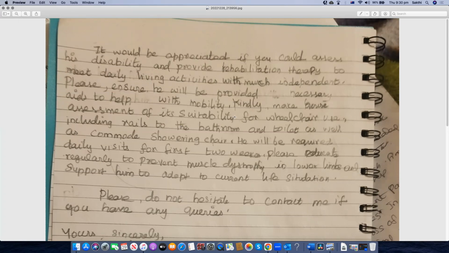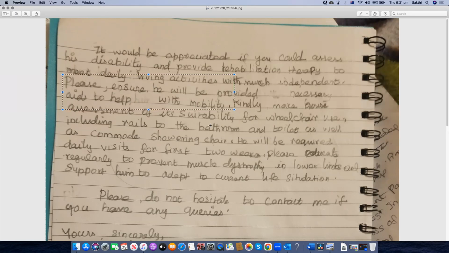"Please ensure he will be provided necessary aid to help with mobility." All right, that is fine. I'm quite happy with this. But the problem is that when you say "please ensure he will be provided necessary aids to help with the mobility", we are using the active voice when we write down the sentences. For most part of the letter, I strongly recommend my students to use the passive form.